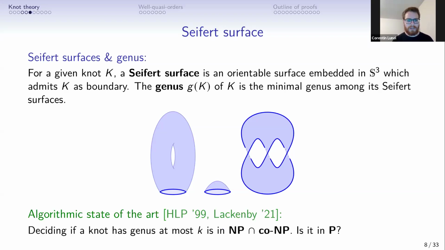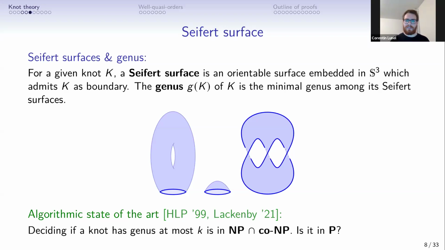And from an algorithmic point of view, we know it's decidable to prove that a knot has genus at most k. We know this is in NP and co-NP, but we don't know a polynomial time algorithm.